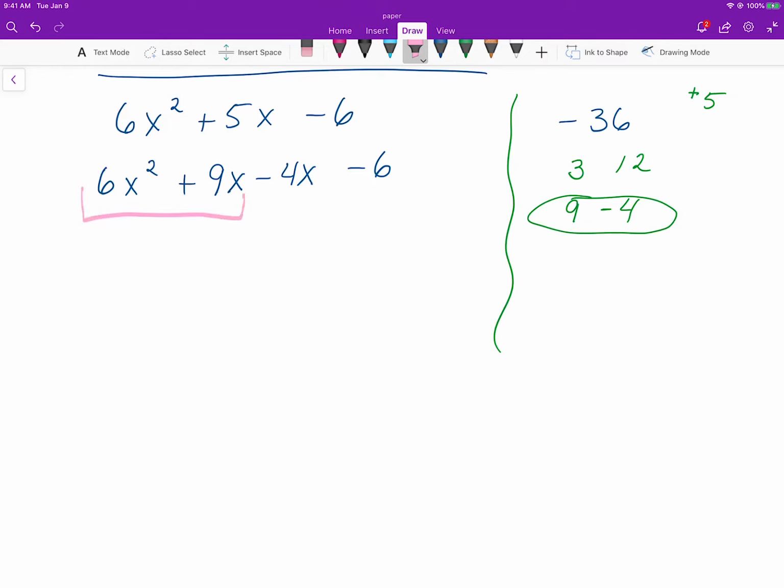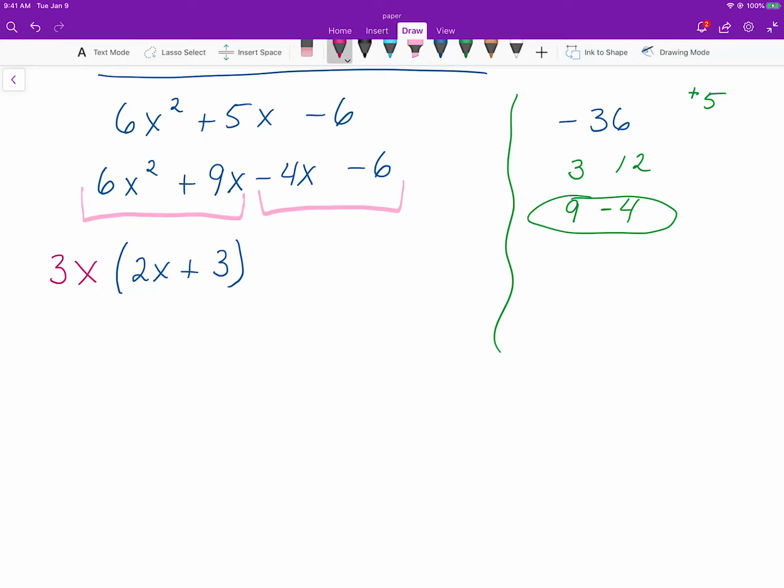So now I'm going to take the greatest common factor of my first two terms, 6x squared and 9x, and that's seeing what I can divide into both of these first two terms, and that's going to be a 3x. And then 6x squared divided by 3x will give me 2x. And 9x divided by 3x will be a 3. And in the parentheses, I want to end up with 2x plus 3 for my second group as well.